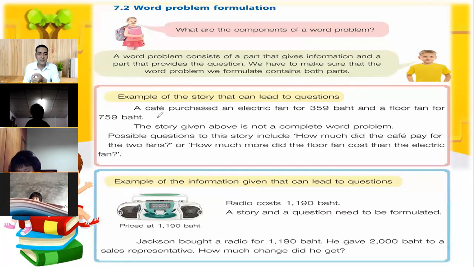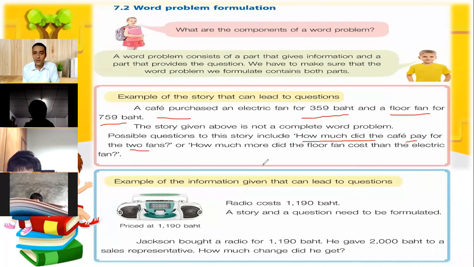The example given to us, the first story, is like this: a cafe purchased an electric fan for 359 baht and a floor fan for 759 baht. This is the information given to us. So what kind of question should we have here? One question we can make: how much did the cafe pay for two fans? Second one: how much more did the floor fan cost? So these are the two questions we can make from this one story.